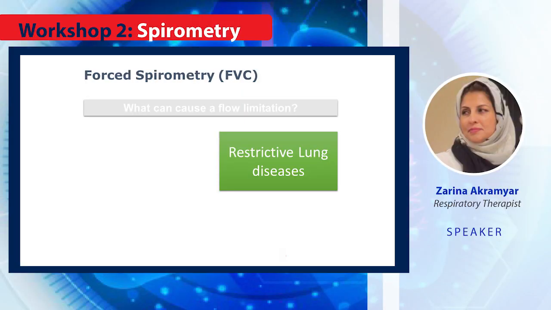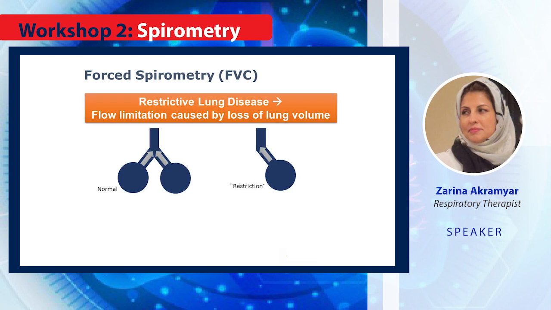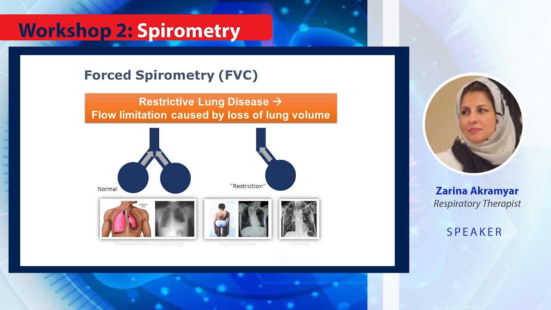Now, restriction, we already talked about it. What causes restriction? Pulmonary fibrosis, asbestosis, sarcoidosis, and also chest wall deformities. The alveoli could be damaged, but the airways are good. You see, this is a lung collapse, scoliosis, everything is clear.